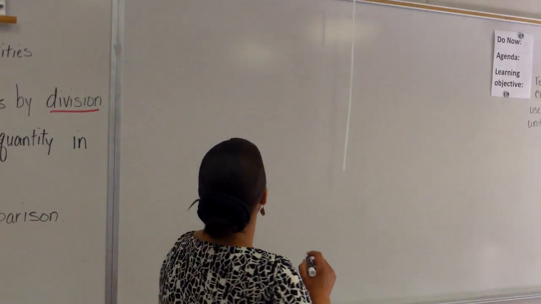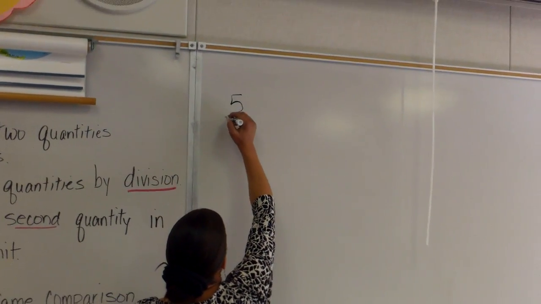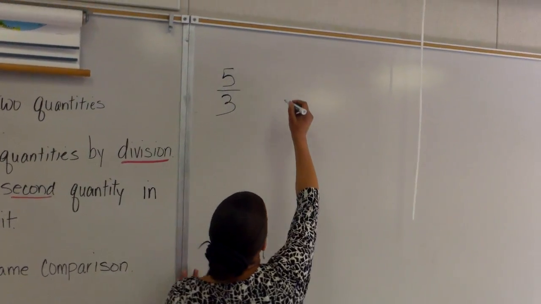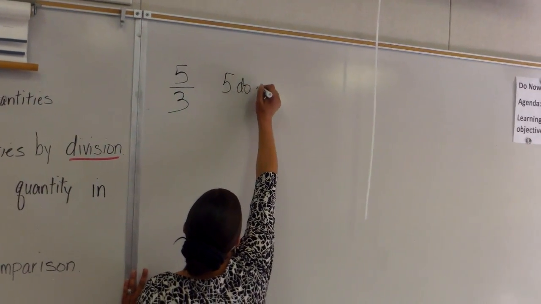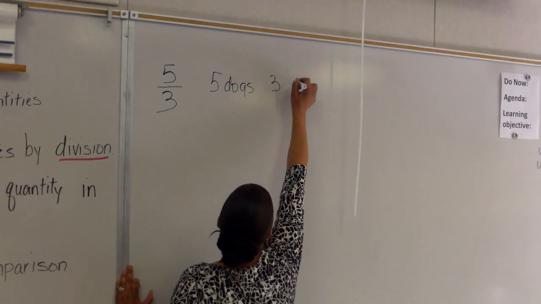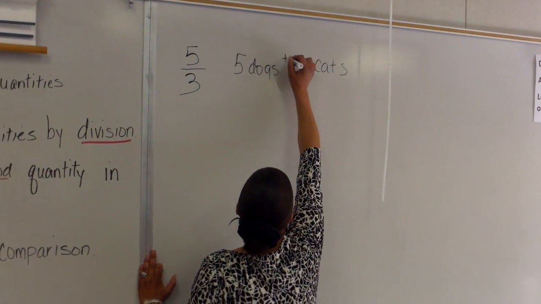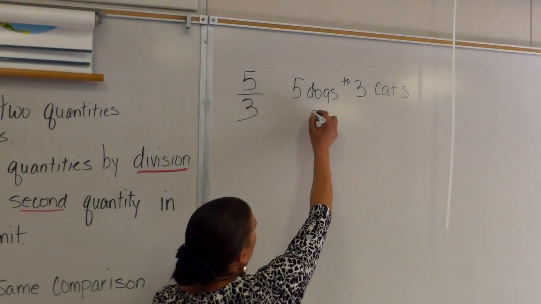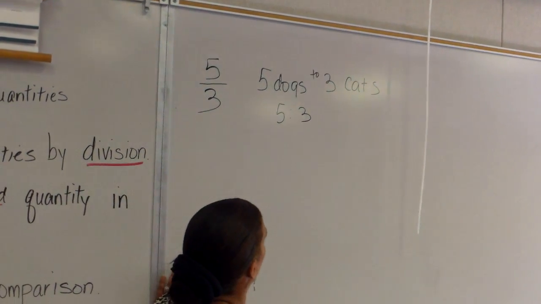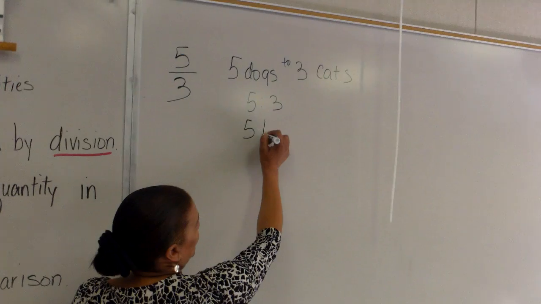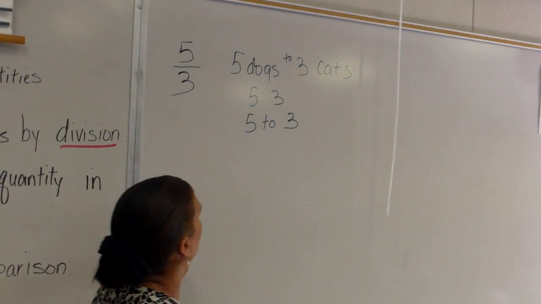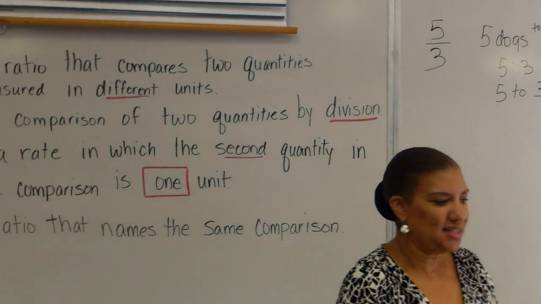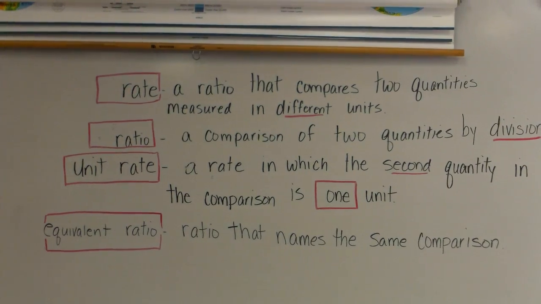A ratio can be written in one way, 5 to 3. In other words, 5 dogs to 3 cats. A ratio can also be written 5 to 3. So that's what we did yesterday. We talked about ways to write a ratio.